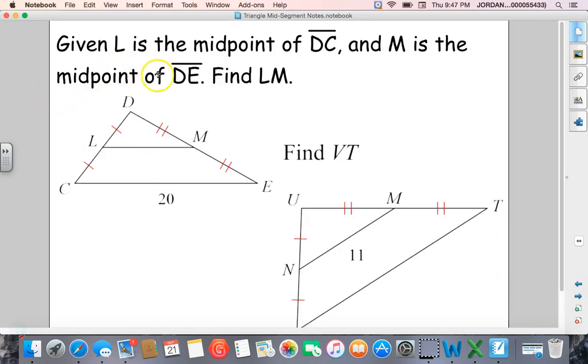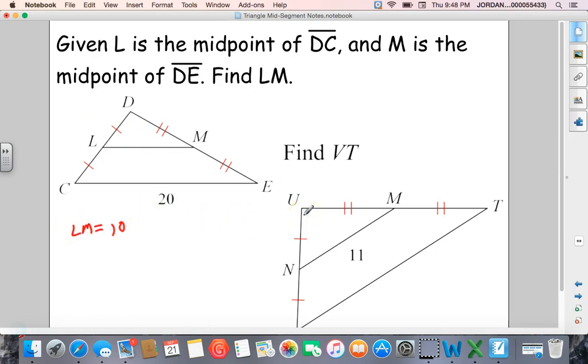Alright, so right here, let's do a little math with them. Given that L is the midpoint of DC and M is the midpoint of DE, find the length of LM. Alright, so right here you can see here's our mid-segment from L to M, and that's what we want to find. We see our third side is 20, so we know our mid-segment must be half of the third side, so it's 10. And yes, it is definitely that easy.